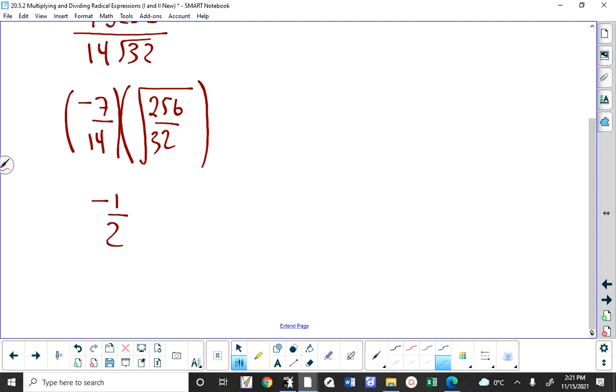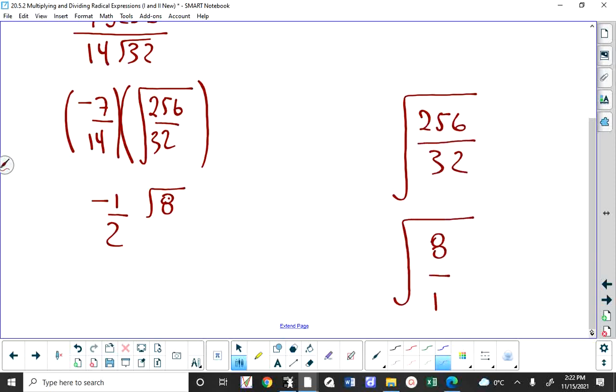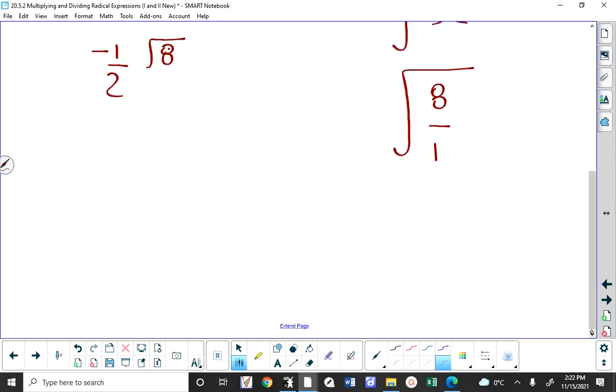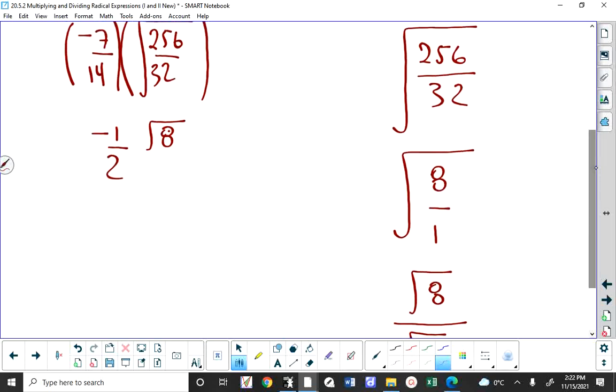7? No. 8. 8 again. Wow. Look where I wrote that root 8. What's actually happening here, everybody, and I want you to see this, is we have root 256 over 32. That's root 8 over 1. 256 over 32 reduces to 8 over 1, which means it's root 8 over root 1. We don't write over root 1, but it's important for you to understand the root 8 is on the top.